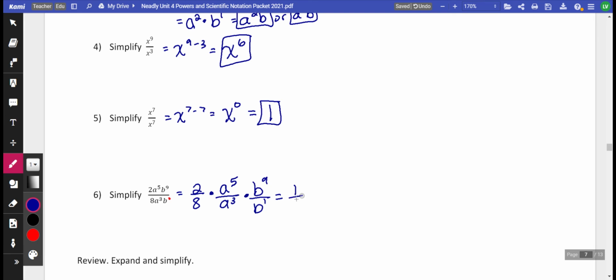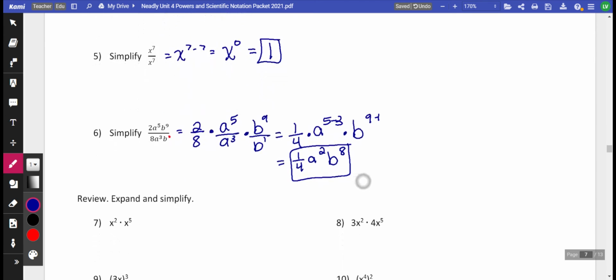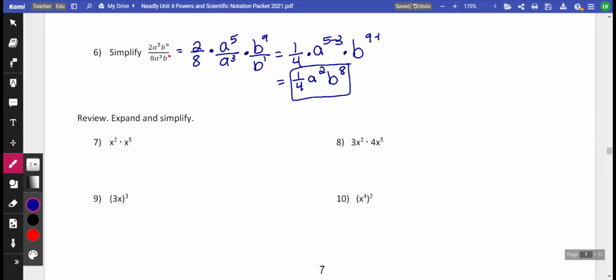2/8 reduces down to 1/4 times a to the 5th minus 3. We're subtracting them because we are dividing the bases, times b to the 9th minus 1. So that gives me 1/4 a squared b to the 8th. That's my final answer. So let's review.